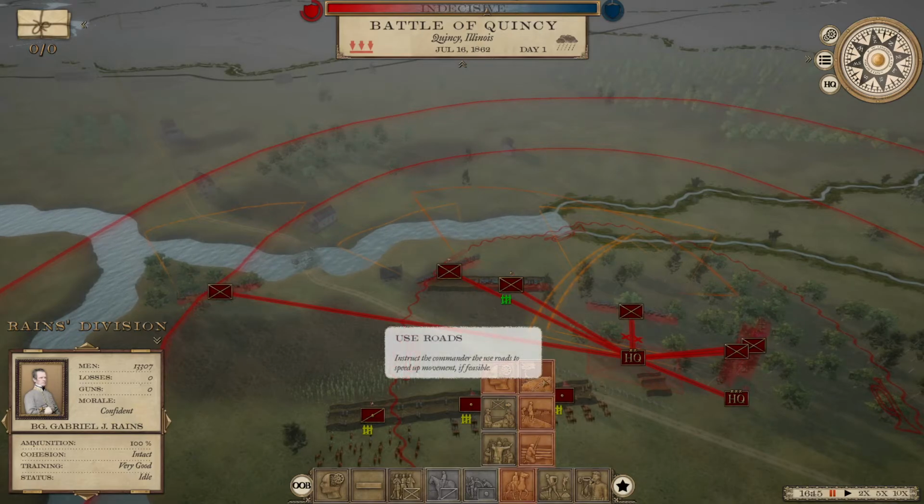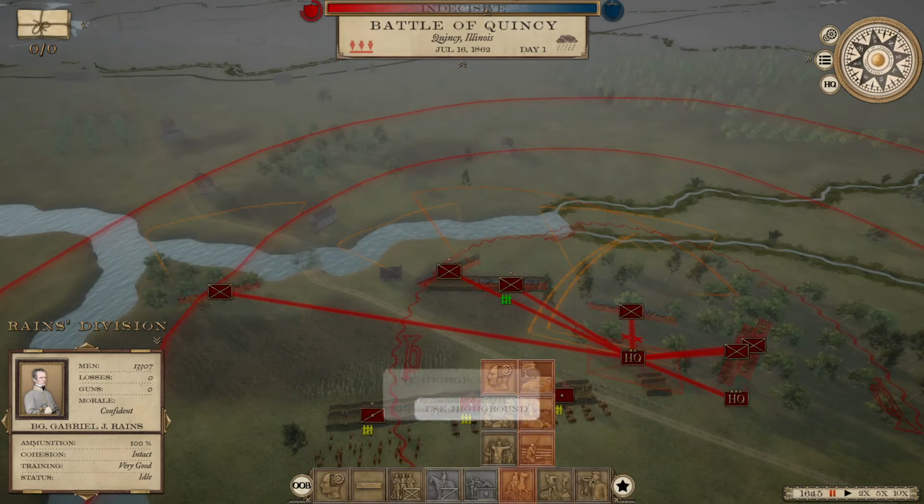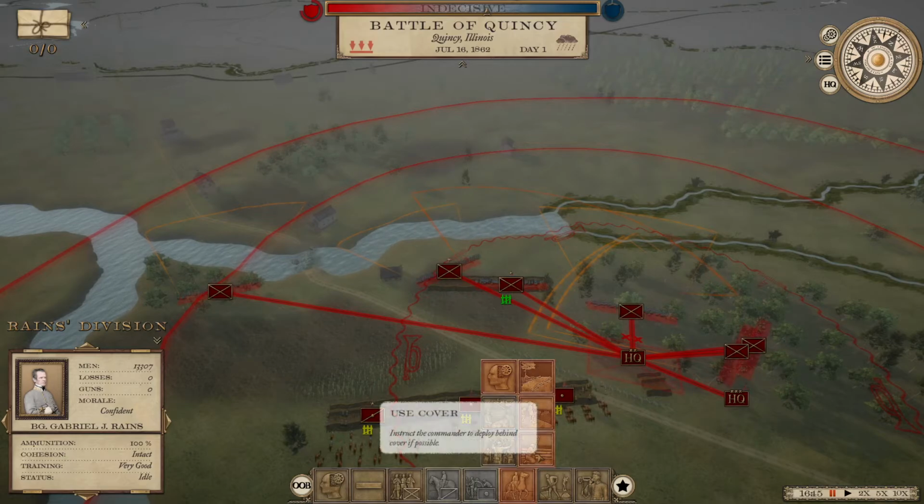Use roads, and again, if it's going to make it faster, will they do it if feasible? Sometimes they'll take strange paths if they do that, and it might make sense to turn it off. So you would just left click on it to turn it off. Use high ground. Again, that's the default setting. And if there's cover, then they're going to use cover.